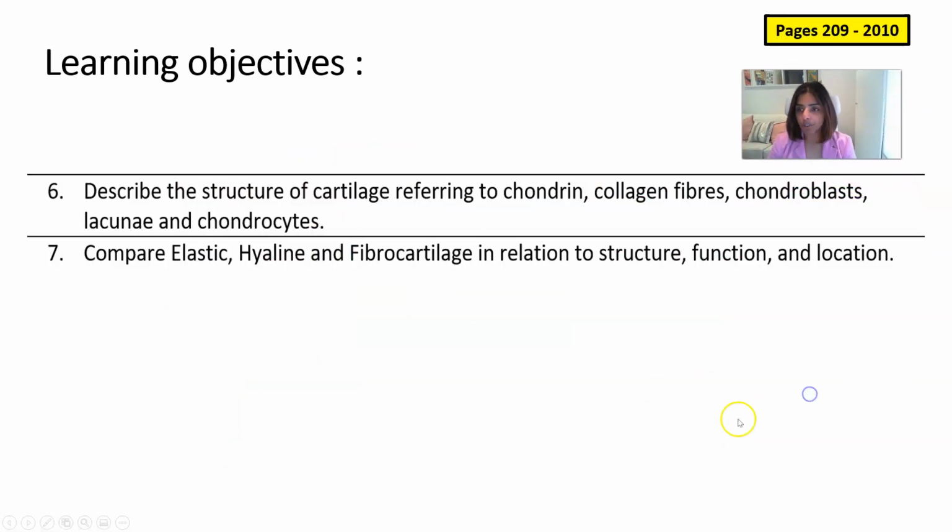As ever, please ensure that you read the relevant pages in your textbook, as these contain more in-depth notes to help you understand this lesson.